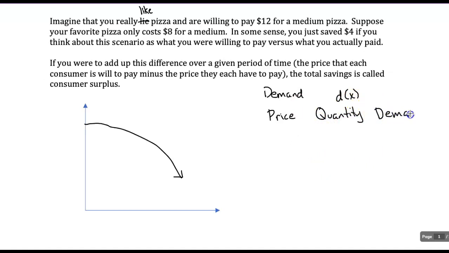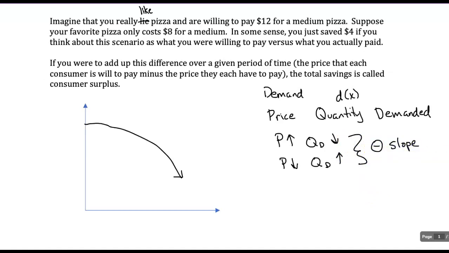So price and quantity demanded have an inverse relationship. As price goes up, quantity demanded goes down, and vice versa. As price goes down, quantity demanded goes up. And that's why we end up having a negative slope. And so our demand curve will go down.